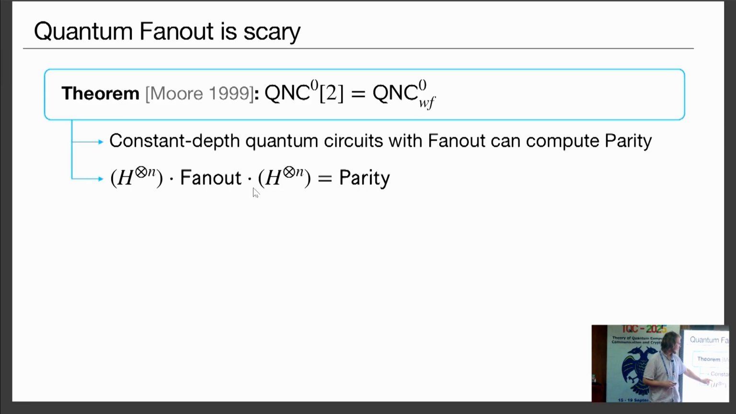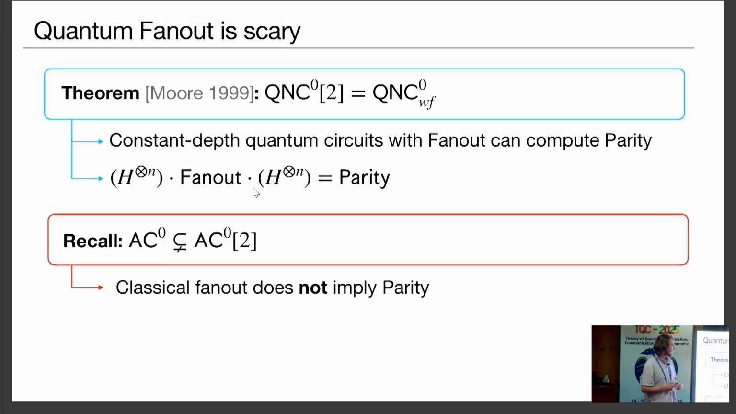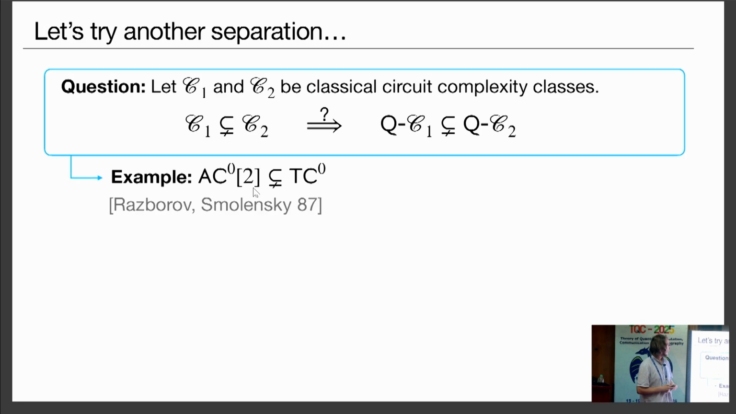You just conjugate this fan-out gate by Hadamards on every single qubit, and the resulting gate is exactly this unitary which computes parity. But this is uniquely quantum and quite weird because, like I said, in these classical circuit models, we assume that this fan-out ability is just a given, but it does not allow us to compute parity classically. So something a bit strange is going on here.